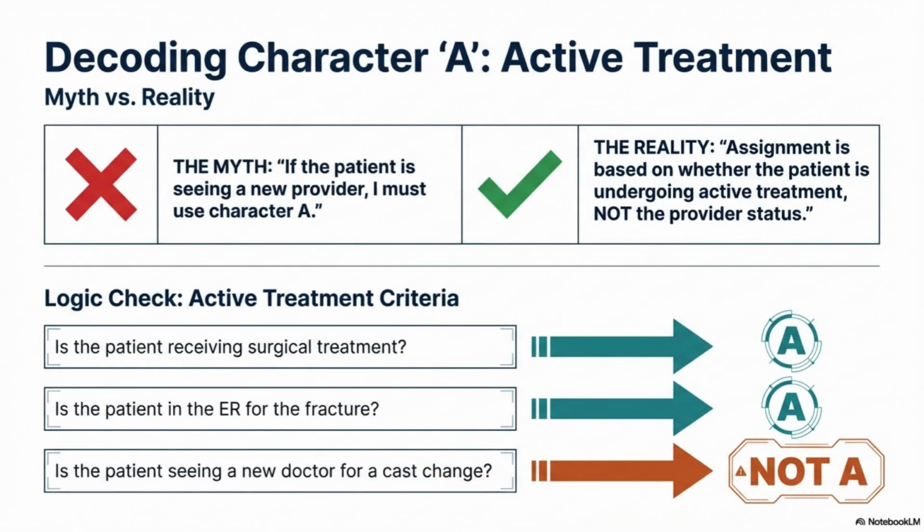Active treatment is determined by what's happening clinically, not by whether the provider is seeing the patient for the first time. If the patient is in the ER, undergoing surgery, or receiving active management for the fracture, you assign seventh character A. But if the visit is for a cast change, routine follow-up, or pain management, that's not considered active treatment. At that point, the fracture is already healing, and the patient may simply be experiencing expected symptoms, like pain, or may need a cast change because it became cracked or wet. Remember, active treatment must be directed at managing the fracture itself.